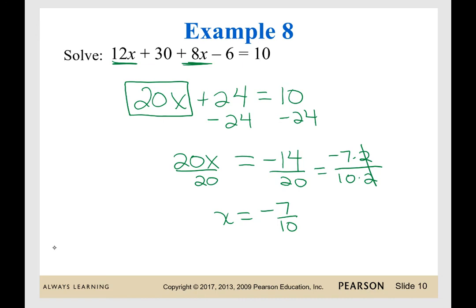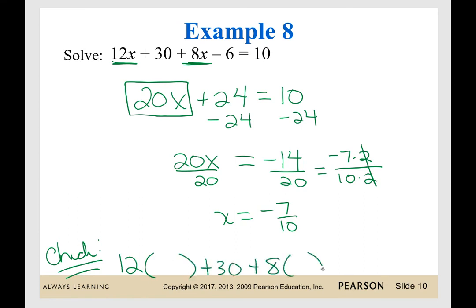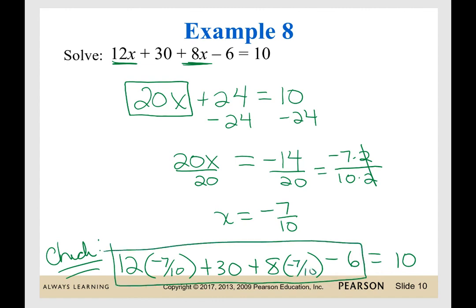So again, this is another great place where using your calculator is going to come in really handy with your check. So I'd start with putting my skeleton together. There's my skeleton. Inside the parentheses, I'm going to put negative 7/10, negative 7/10. And then I'm going to put this entire left-hand side in my calculator. And you have to put it in exactly as it appears right there with the parentheses and everything. And when you press enter, it should give you 10. So then I know that that is the correct answer. So always make sure you're doing that check at the end. I cannot stress that enough.